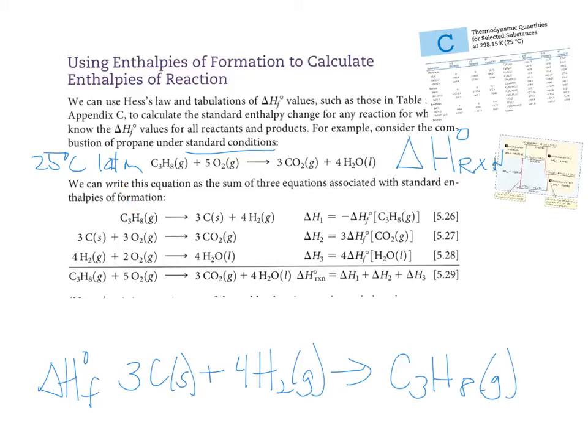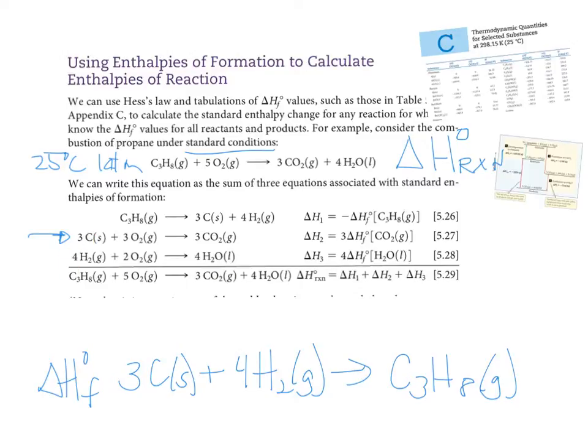Here, in this reaction right here, we have the equation for the formation of carbon dioxide from its standard elements. And the enthalpy for this reaction is going to be 3 times the enthalpy of formation of carbon dioxide, because the enthalpy of formation for something is just the enthalpy to make 1 mole of it, and here we need 3, so we have to multiply this by 3.